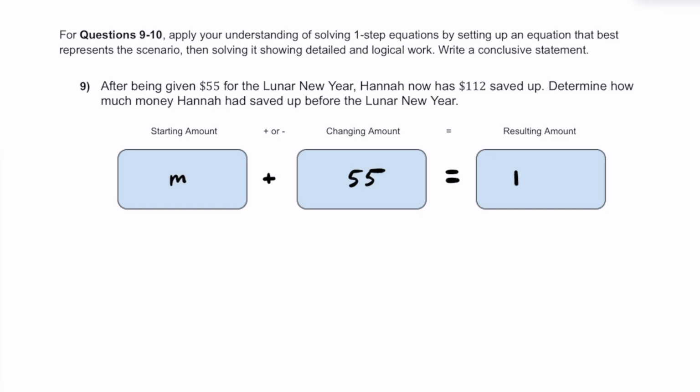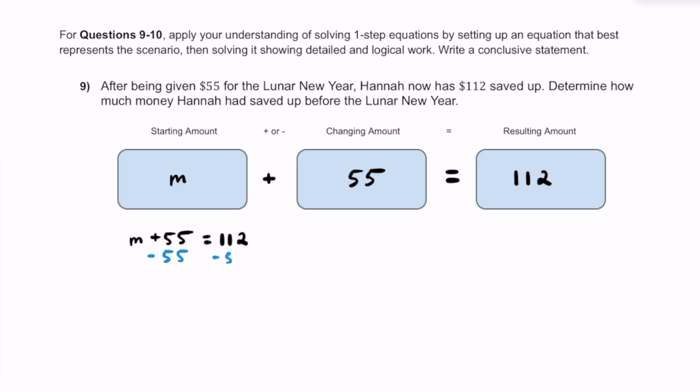So we're going to say that's going to be what we're ending up with here, $112. So this is how we set up our equation. We're going to say m plus 55 is equal to 112. Okay, so we can go ahead and say, let's use an inverse operation. So to solve this, let's go ahead and take away 55.